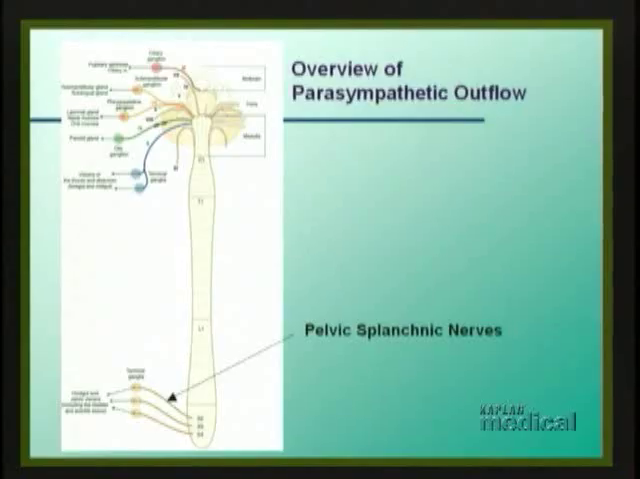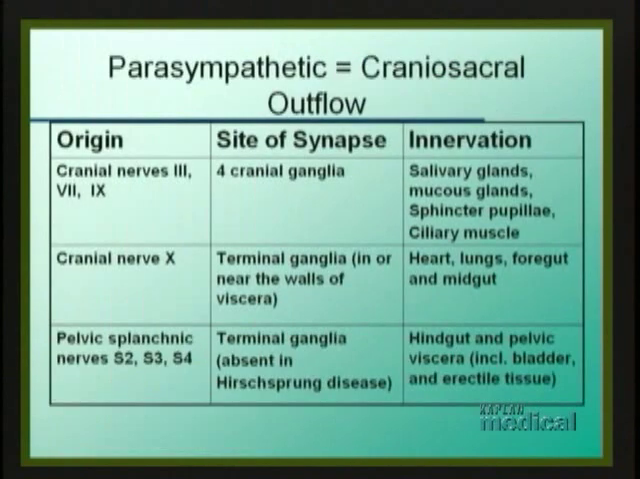The other location of preganglionic parasympathetic neurons, as indicated here, is at sacral spinal cord segments S2, S3, and S4. And as they exit those spinal cord segments, they are known as pelvic splanchnic nerves. So let's summarize the connectional features of the parasympathetic nervous system, and this is illustrated on the next slide.